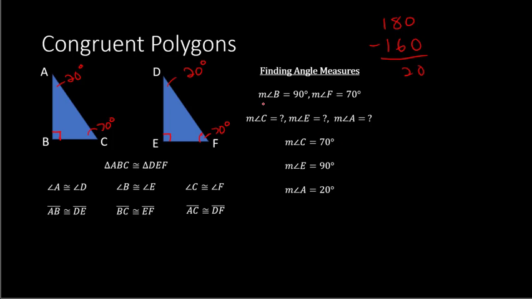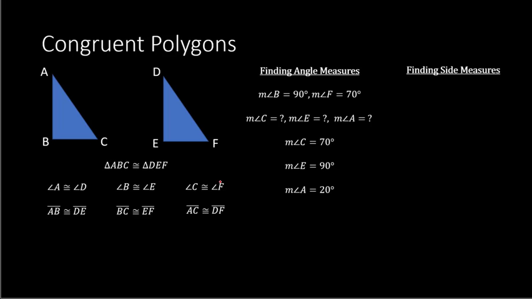And by the way, just a reminder, the M in the front, I've been saying it but didn't really explain it. M means measure, so the measure of the angle. So the measure of the angle will be in degrees. So we can calculate missing angle measures by using the fact that with congruent polygons, the corresponding angles are congruent. And we can also find missing side lengths.